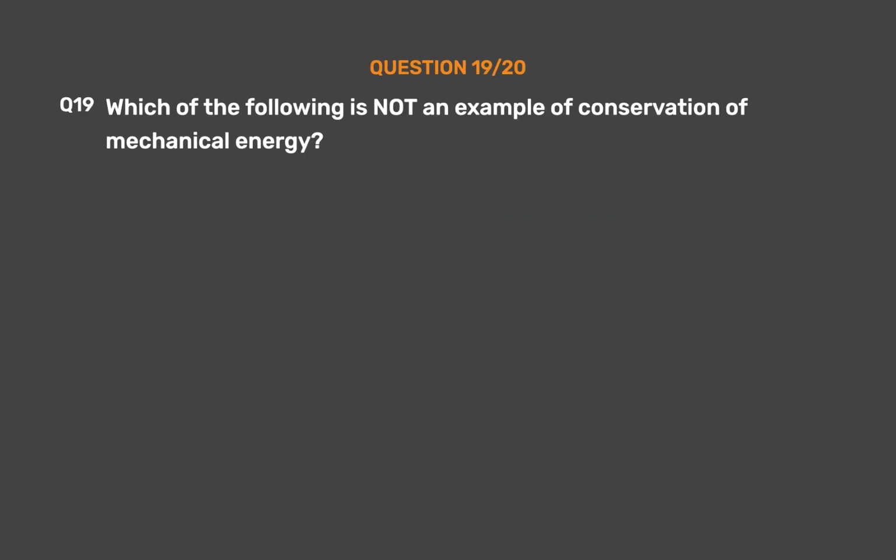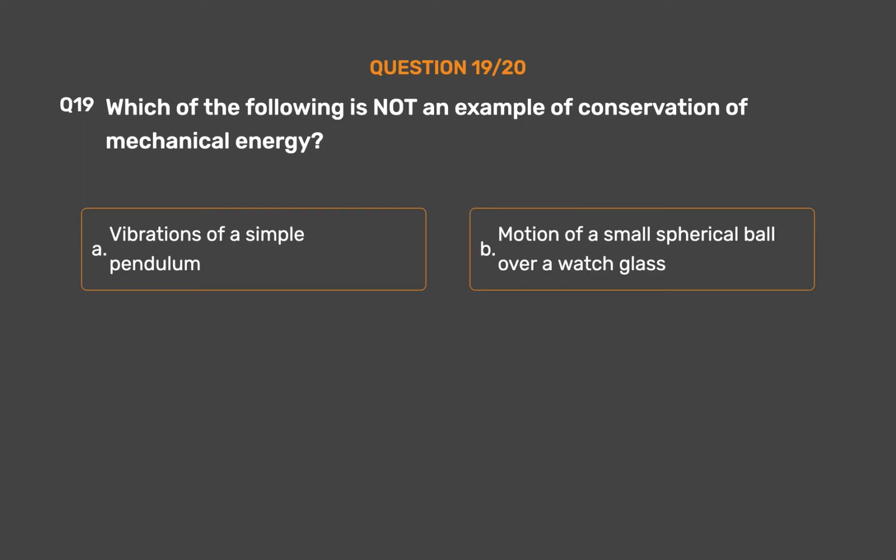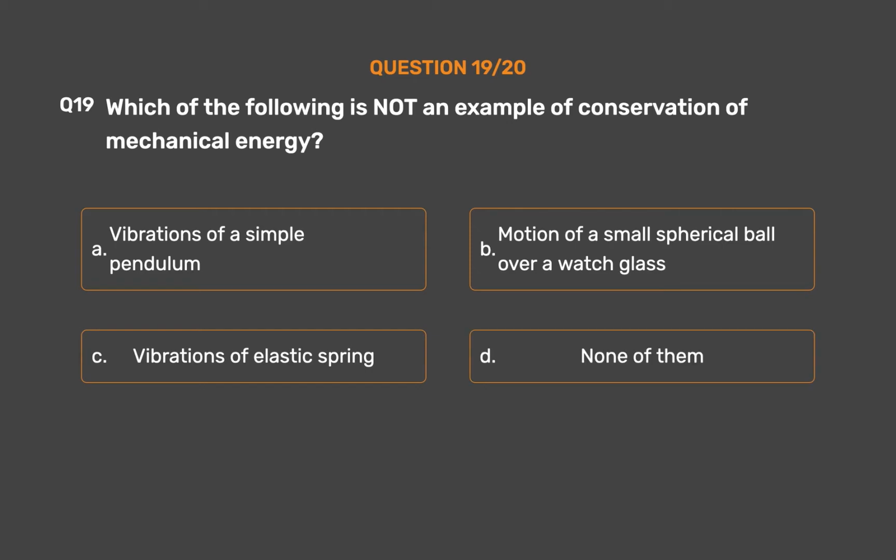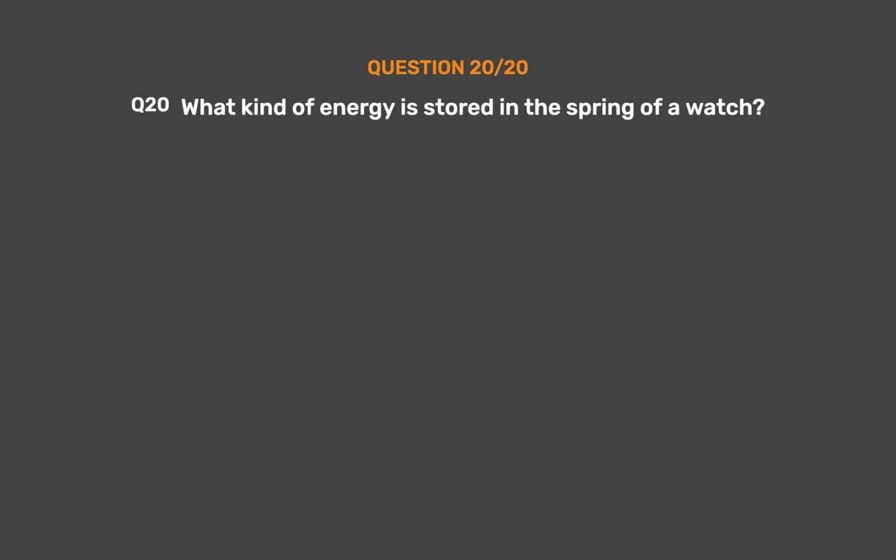Question number 19. Which of the following is not an example of conservation of mechanical energy? Option A. Vibrations of a simple pendulum. Option B. Motion of a small spherical ball over a watch glass. Option C. Vibrations of elastic spring. Option D. None of them. The correct answer is option D. None of them.